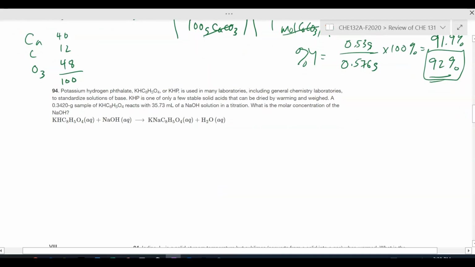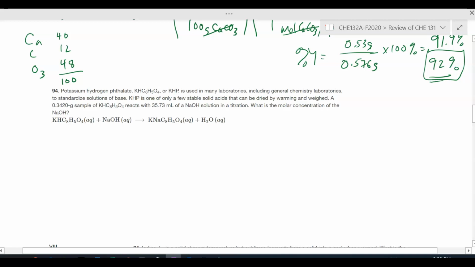Okay, here's another problem. We've got KHP, or potassium hydrogen phthalate, which we use a lot of times to standardize bases. And we have a reaction here where a 0.3420 gram sample of potassium hydrogen phthalate reacts with 35.73 milliliters of a NaOH solution in titration. What is the molar concentration of NaOH?